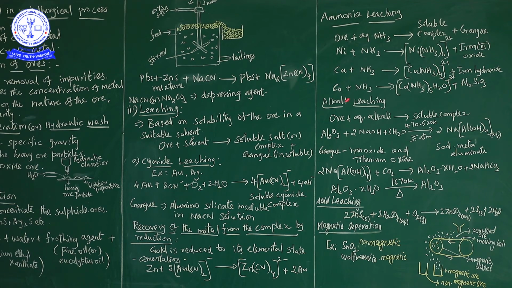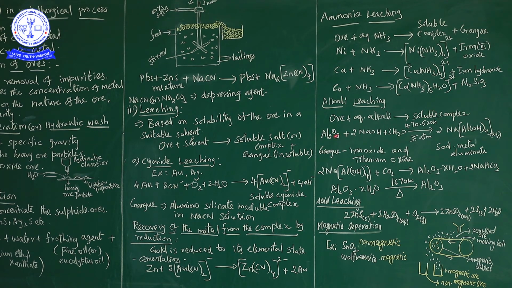The next one is alkali leaching. From the name we can conclude the solvent used in this leaching process. In alkali leaching, the solvent is aqueous alkali. The ore particle is dissolved in aqueous alkali, meaning an alkali compound with water. The ore particles with aqueous alkali give a soluble complex.